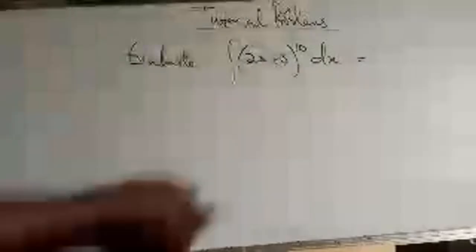First of all, the coefficient of your variable here is 2, so divide by 2. Then add 1 to the power: that is (2x plus 3) raised to 11, all over that 11 again, plus c. So that will give you 1/22 (2x plus 3) raised to power 11 plus c. That's the answer. It's not special.